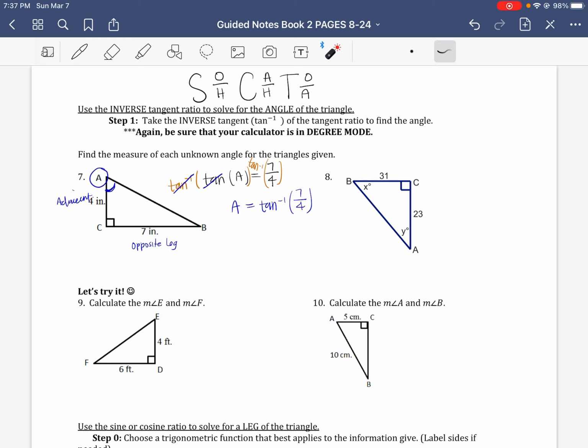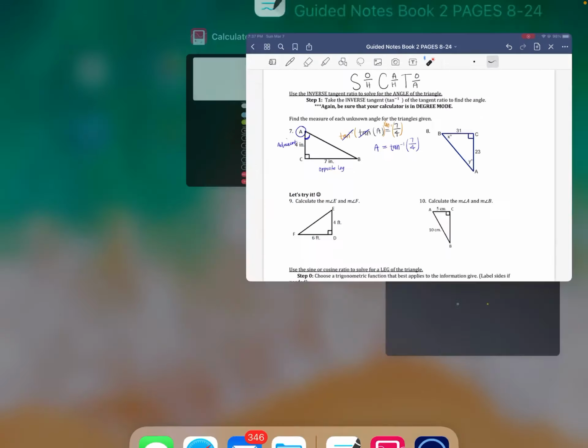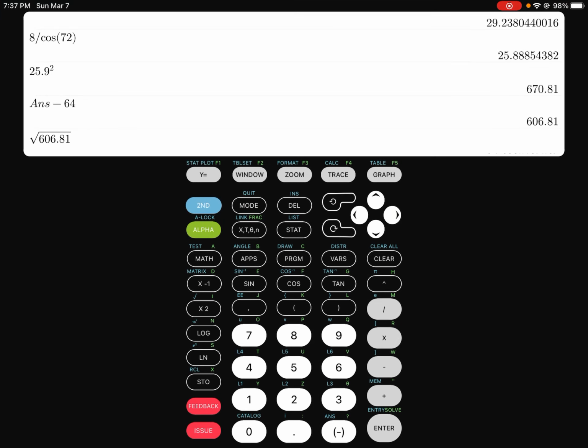So essentially when you plug this into your calculator, you're saying if the tangent is this ratio, what angle would give me that tangent? So in your calculator, to find the inverse functions, you just push the second button first and then put in your ratio. So I'm going to go to the calculator app that I've been using.